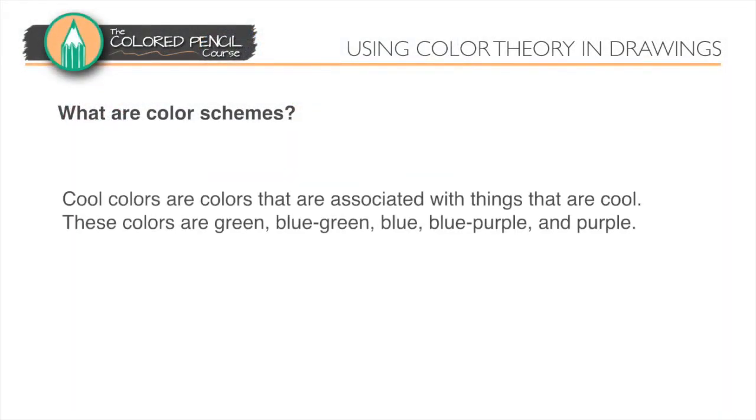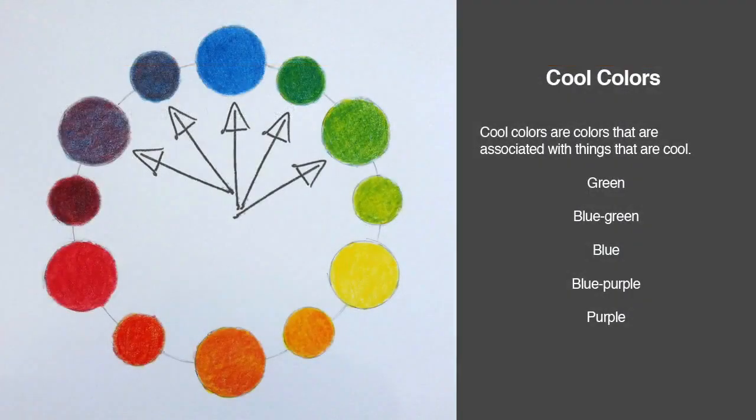Cool colors are colors that are associated with things that are cool. These colors are green, blue, blue purple, and purple. Just like warm colors, cool colors are also analogous to each other.